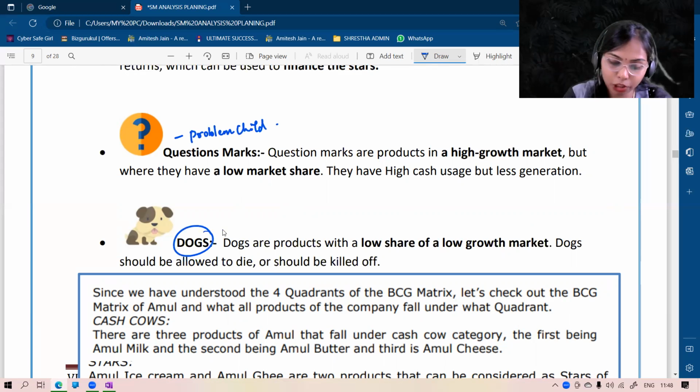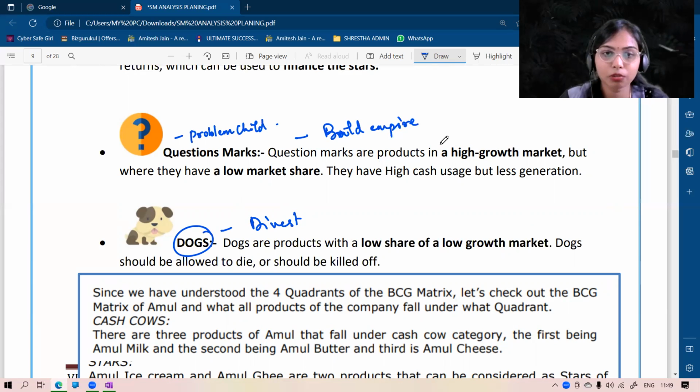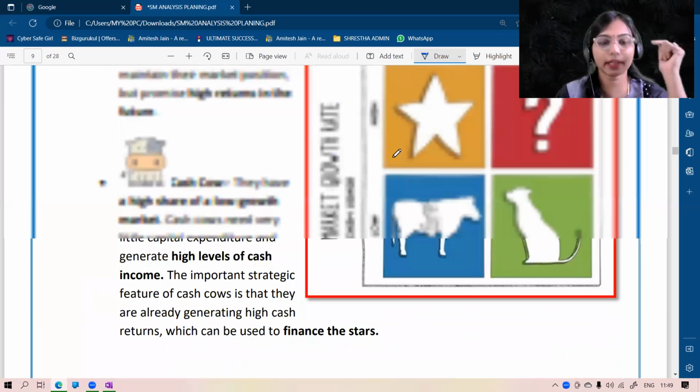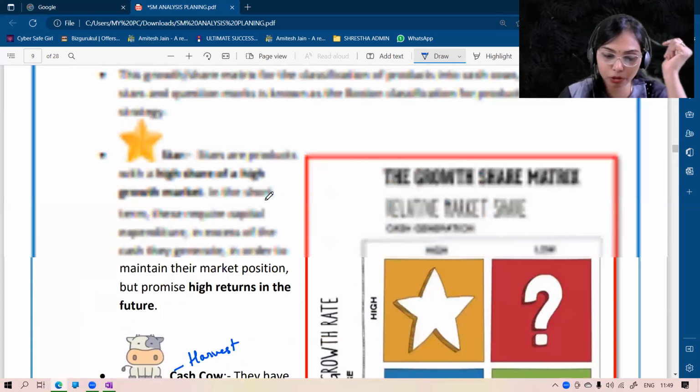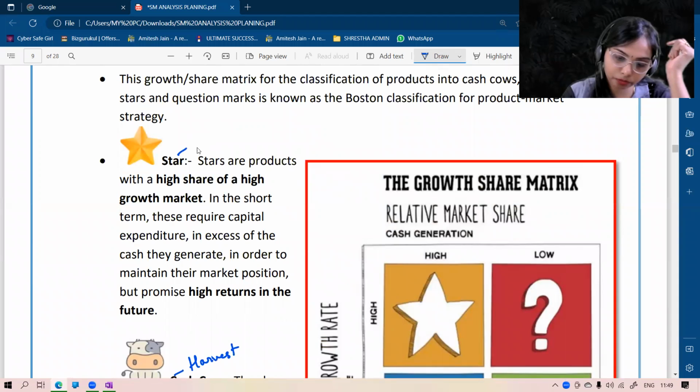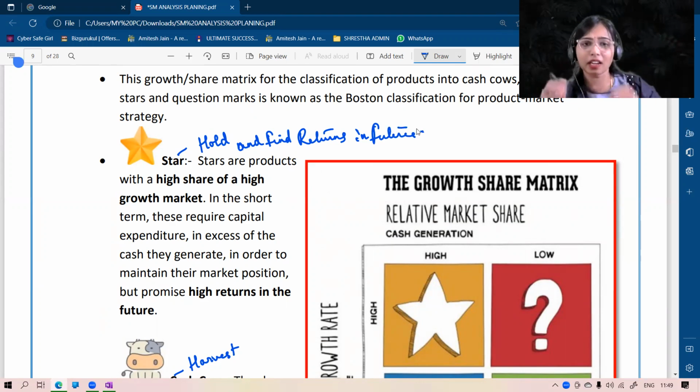Okay. Dogs, what you do is divest. This one, what you do is build empire, right? And cash cows, what you do, remember, you're recalling it: cash cows, what you do is harvest. And in star, what you do is hold and find returns in future, right? These are some things which we read, and trust me, this is more than enough for you to pass in your exam.